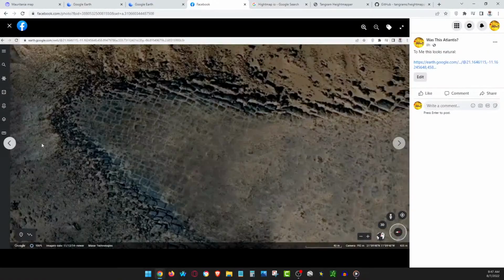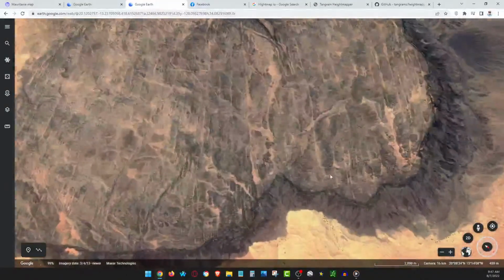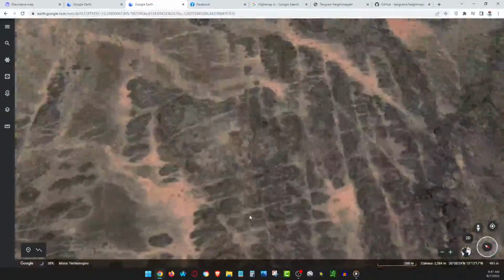See, I think that's natural, like it hasn't been worked. And if I click on this, it goes to a place that's really far away from everything else. But it seems like every other place with this type of stone has been worked. And we're seeing it everywhere. It looks like this has all been worked.